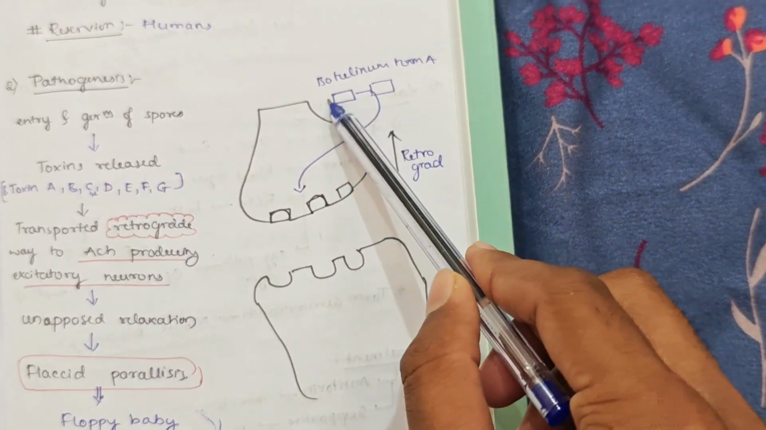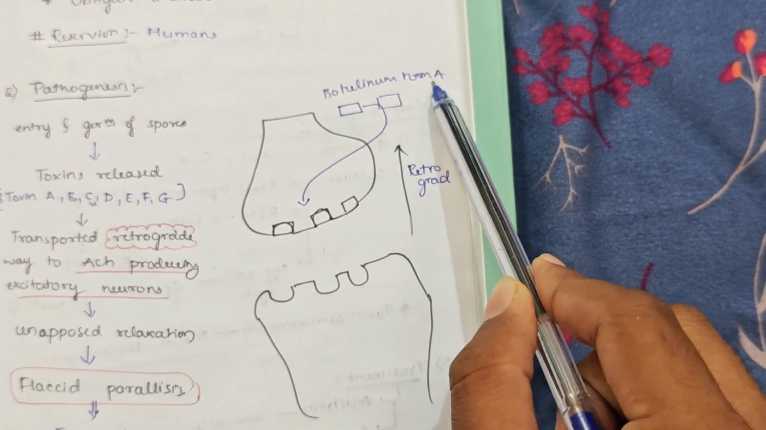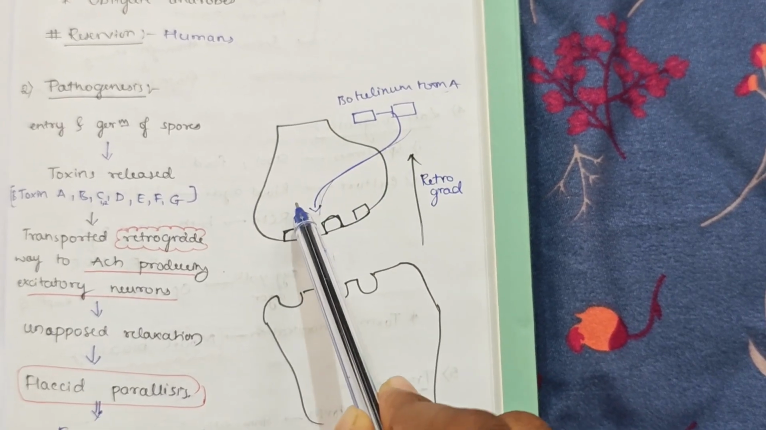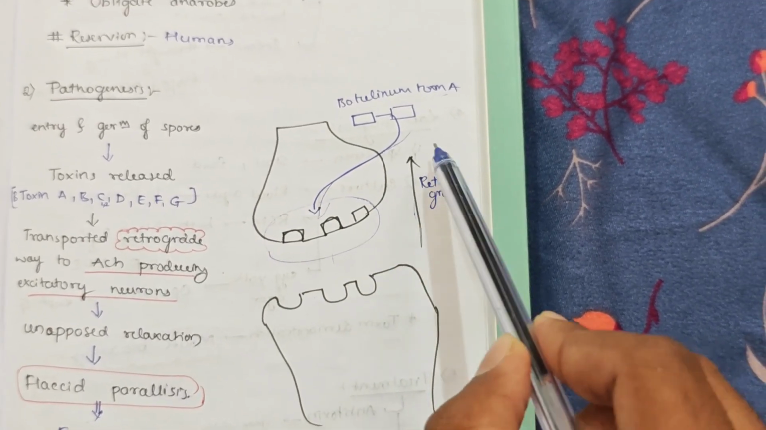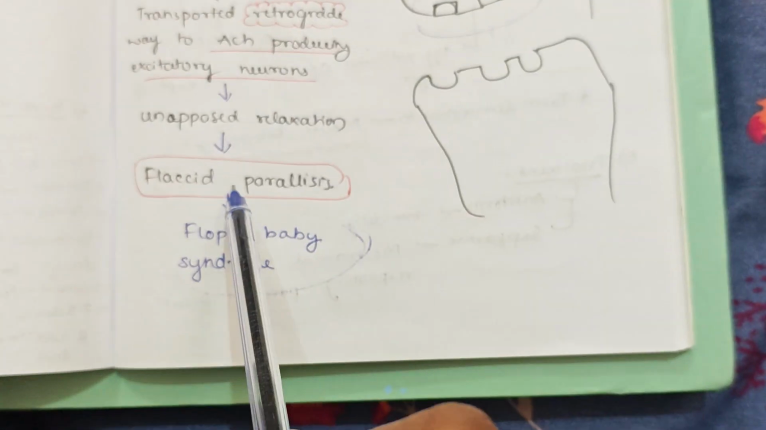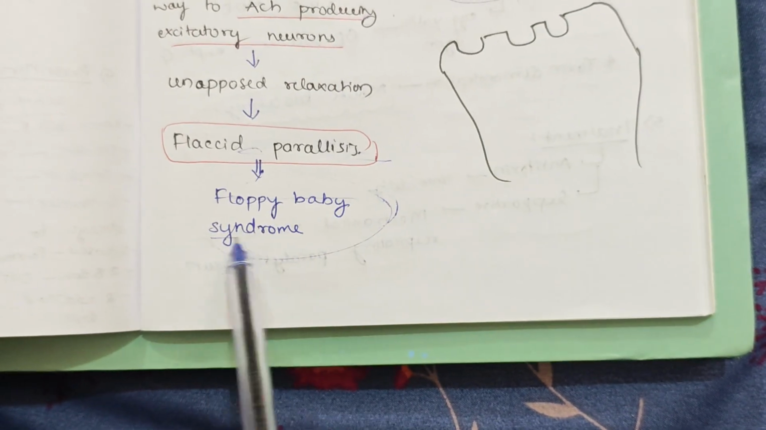See here, botulinum toxin A goes to the postsynaptic neuron and causes inhibition, which causes flaccid paralysis, causing floppy baby syndrome.